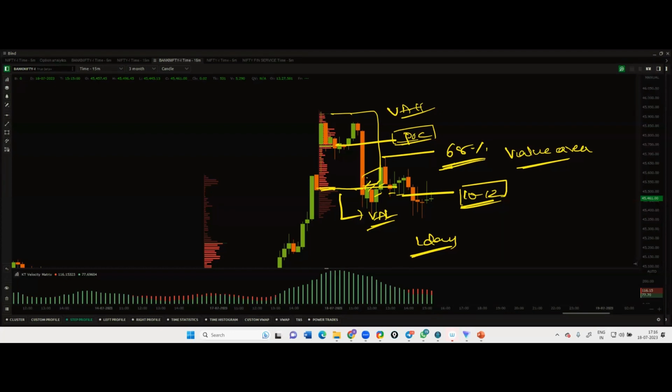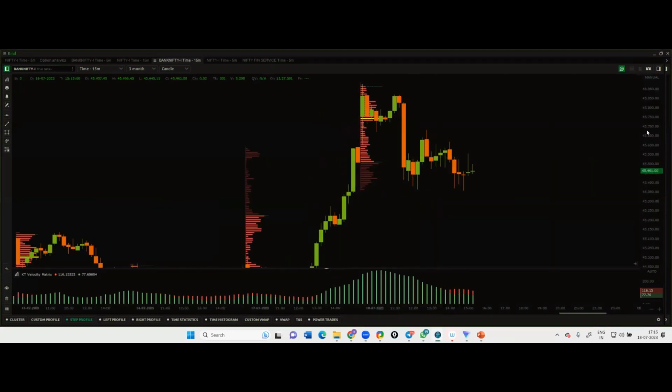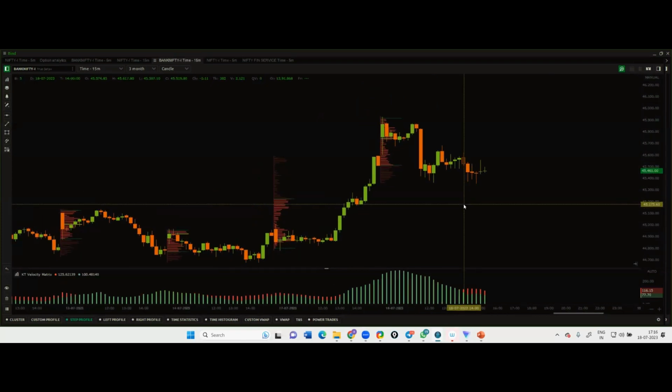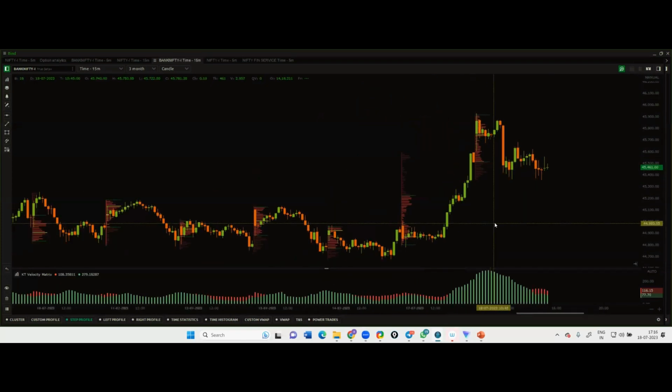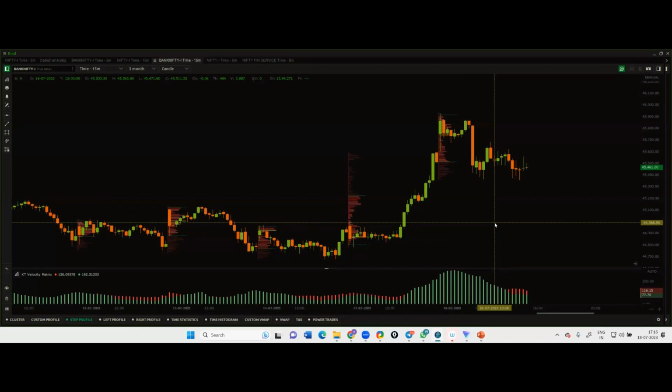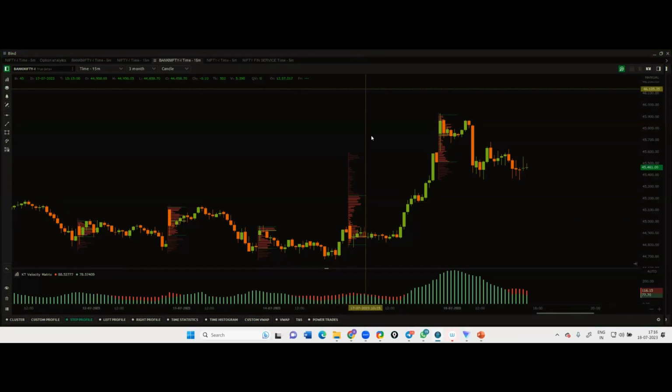Now, what are the implications if the value area is to the upside or to the downside? We'll come to that in a moment. So far clear? Using this particular piece of information, you can analyze the market structure and, most importantly, understand the price volume context in the markets as of this moment, and what kind of price location we are at.